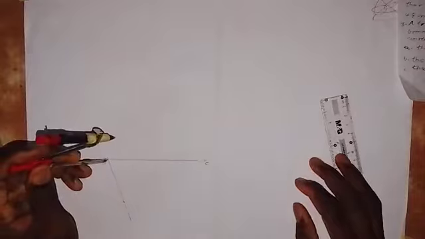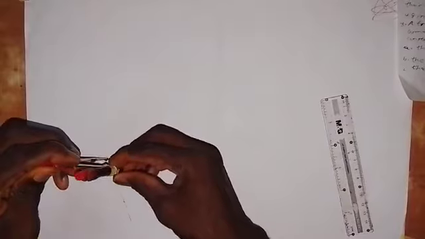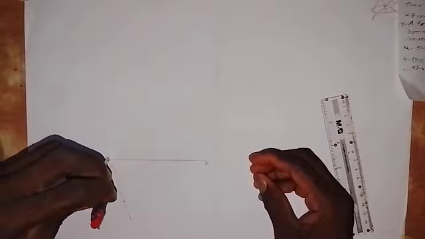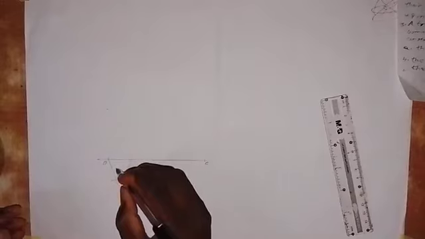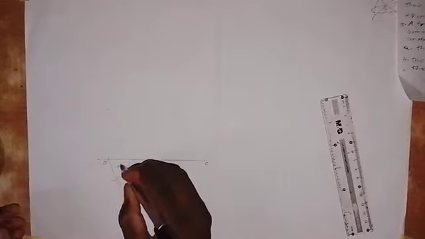This angle that we have here is 70 degrees. I just want us to see it, so I'm going to draw an arc like this. I'm drawing an arc here. This angle is 70 degrees, so I'm going to write 70 degrees here. This is the vertical angle.